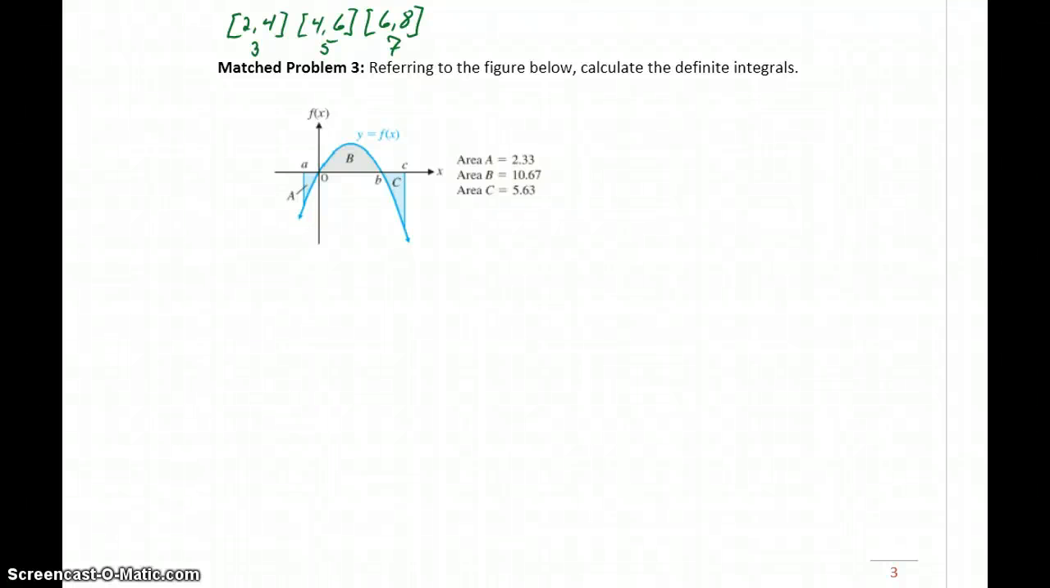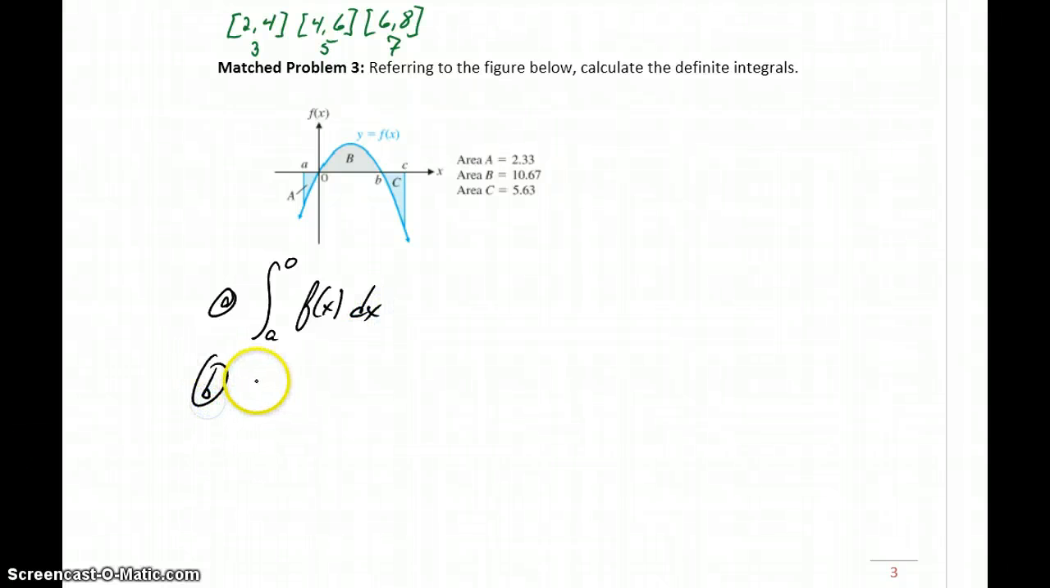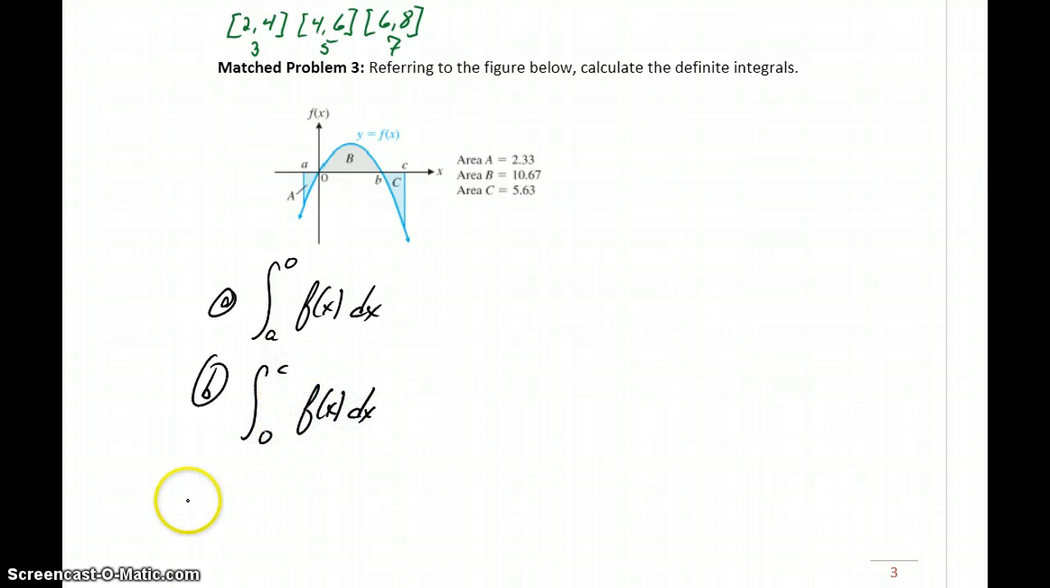In math problem 3, we want to answer a couple of questions that it actually looks like I forgot to include on here. So the first thing that we want to come up with is an answer for the definite integral from a to 0 of f of x dx. We want an answer for the integral from 0 to c of f of x dx, and an answer for the integral from 0 to b of f of x dx.